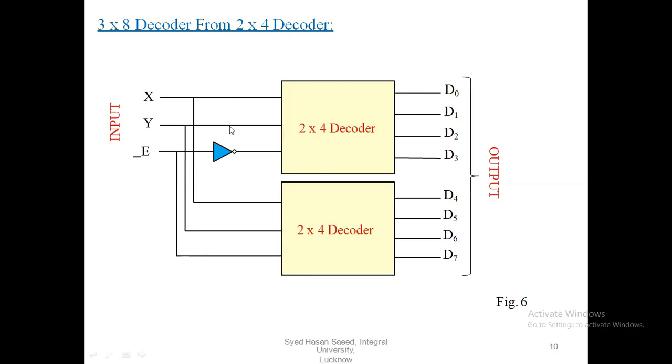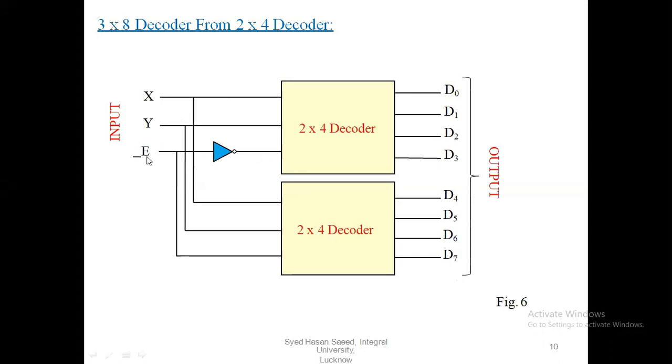First, to make it easy, draw this. There must be two 2 by 4 decoders. With 2 inputs, X and Y. And how many outputs will you get? 4 outputs, that is D0, D1, D2, D3. And here also you will give 2 inputs, X and Y. Here also there are two 2 by 4 decoders. So these are the 2 by 4 decoders. Here the 4 outputs we will name as D4, D5, D6, D7.